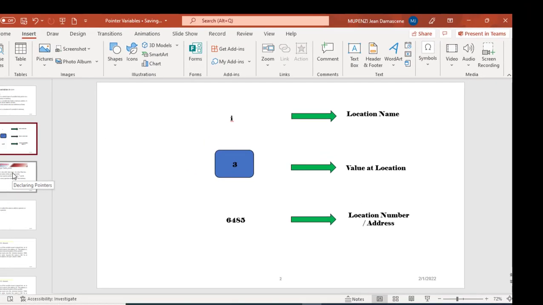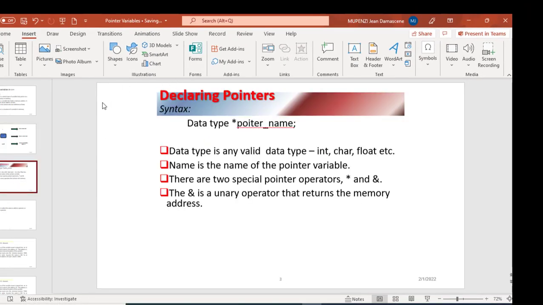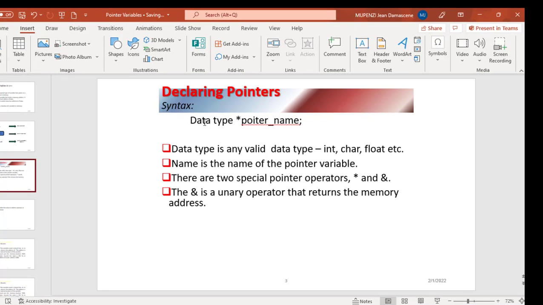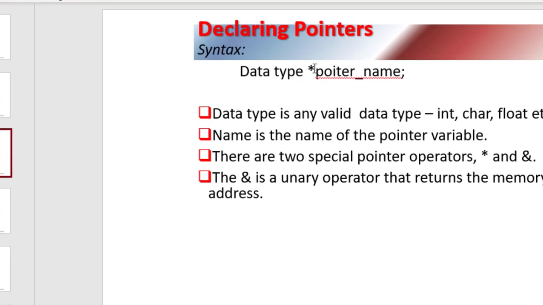Now, let's see how to declare pointers. Pointers are declared in this way. We start by writing the data type, then you write a star, then you write the pointer name, and then you put a semicolon. Here the data type is any valid data type, which can be integer, char, float, and so on.